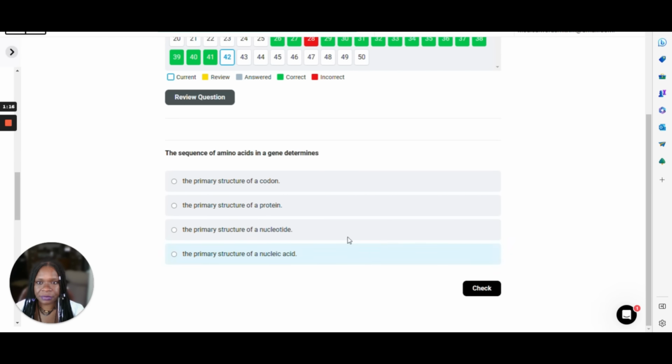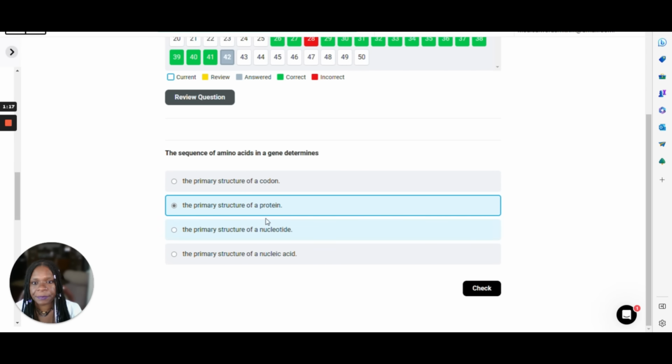Next question. The sequence of amino acids in a gene determines the primary structure of a codon, the primary structure of a protein. Is it the primary structure of a nucleotide, or is it the primary structure of a nucleic acid? The sequence of amino acids are going to be the building blocks of proteins. So, when I hear the word protein, I'm automatically also thinking about amino acids, which make up the larger chain of proteins. So let's see what we have right here.